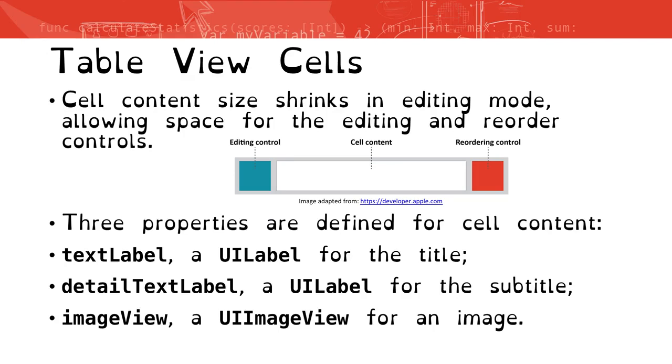Now, there's three properties that we define for our cell content. There's the text label, and that's the UI label for the title. There's a detailed text label, which is another UI label, and it's good for our subtitles. And then there's the image view, which is a UI image view for an image. That's the makeup, really, of our table view cells.